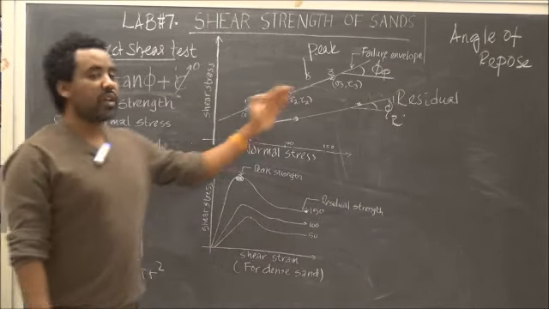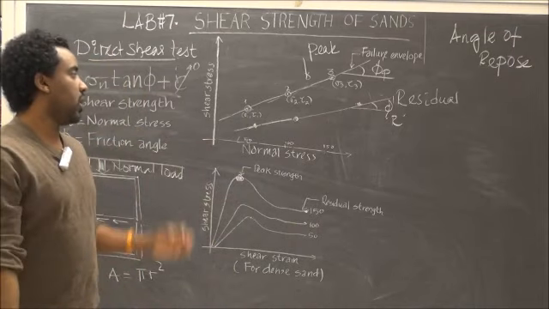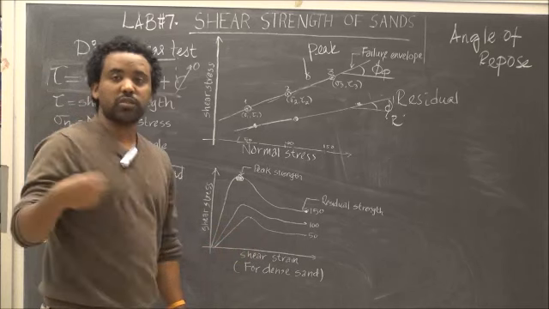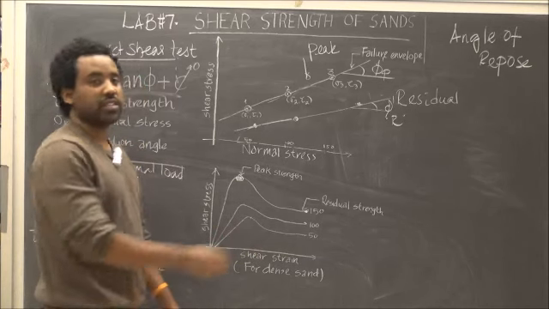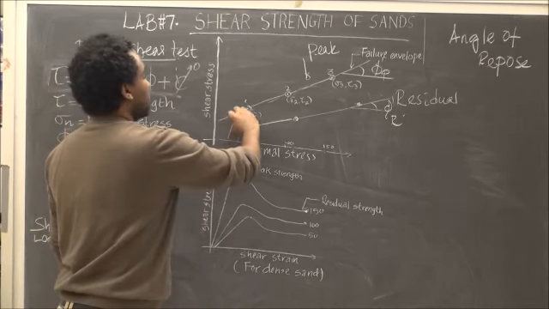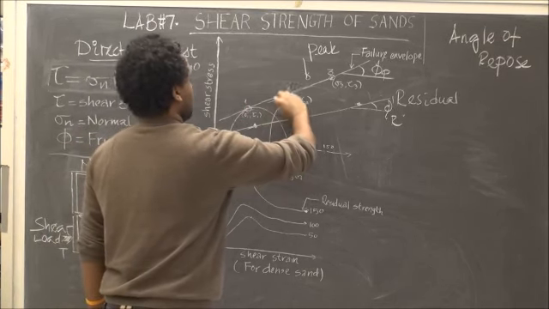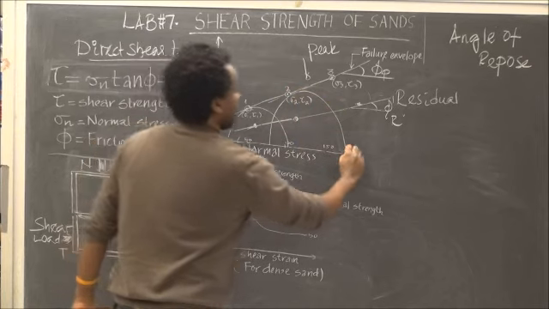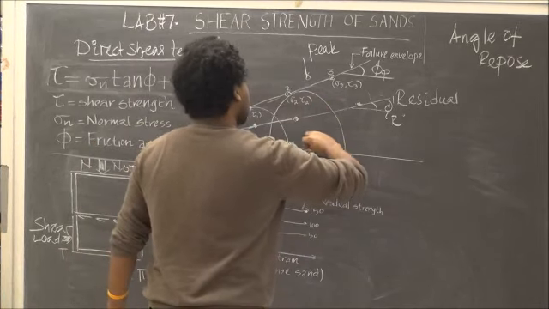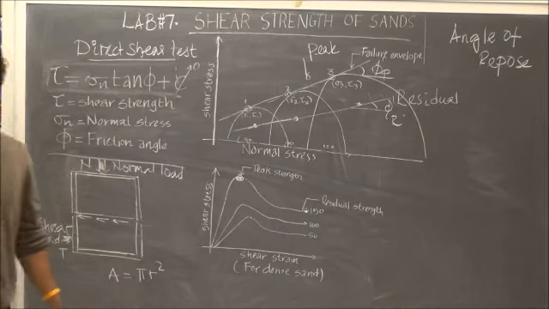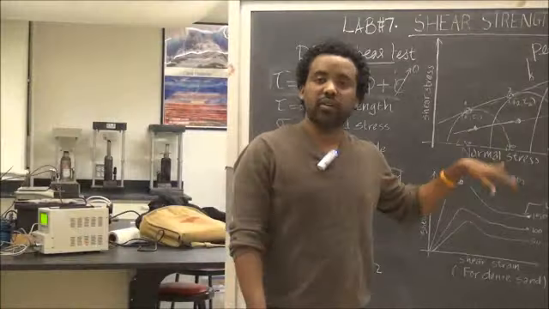Once we have the failure envelope, we can come to the concept of the Mohr circle, which we will discuss in the lecture in detail. Using that, we'll have the Mohr-Coulomb criterion, which is related to the Mohr circle. You will discuss this in detail in your lecture.